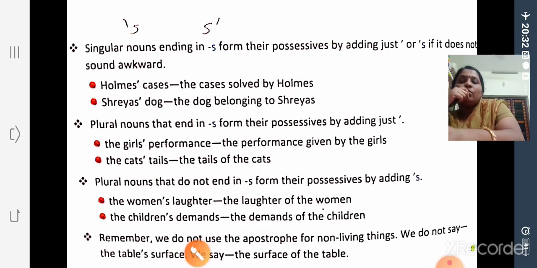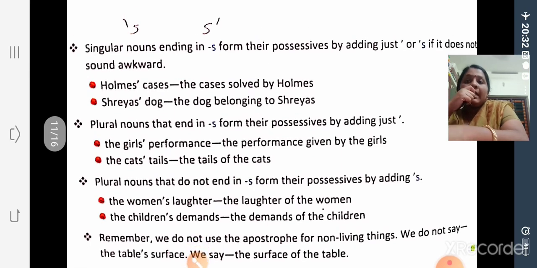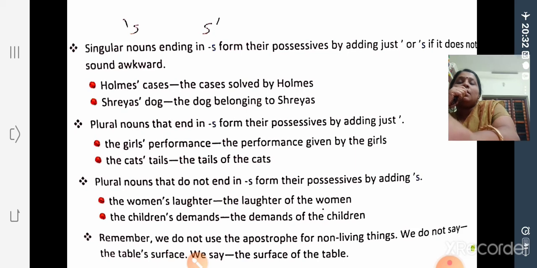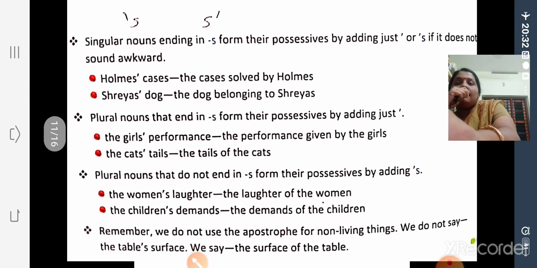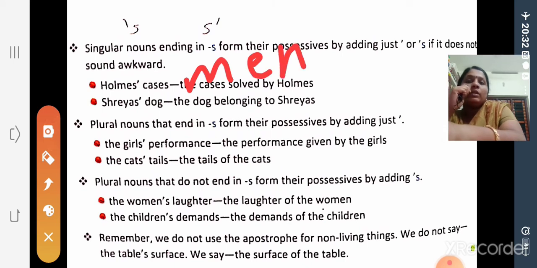Then another rule: plural nouns that do not end in s form their possessive by adding apostrophe s. Okay, that is, look at this word, men. This is a plural noun. We want to form the possessive case of this word.